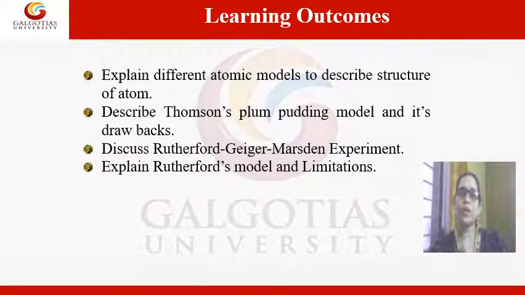What are the learning outcomes? Explain different atomic models to describe the structure of the atom. Describe Thomson's plum pudding model and its drawback. Discuss the Rutherford-Geiger-Marsden experiment. Explain Rutherford's atomic model and its limitations.